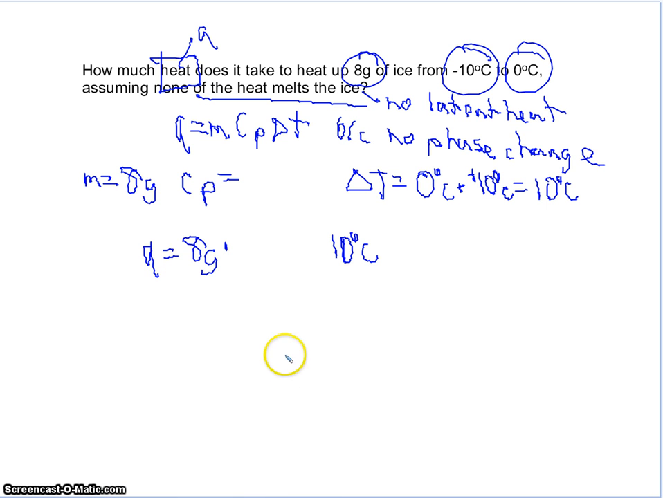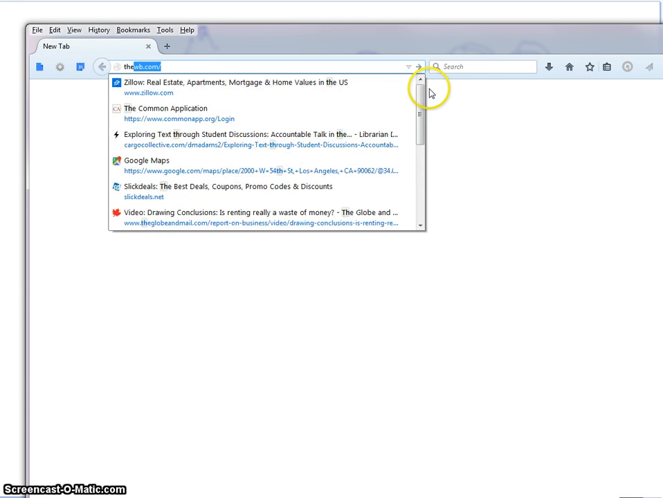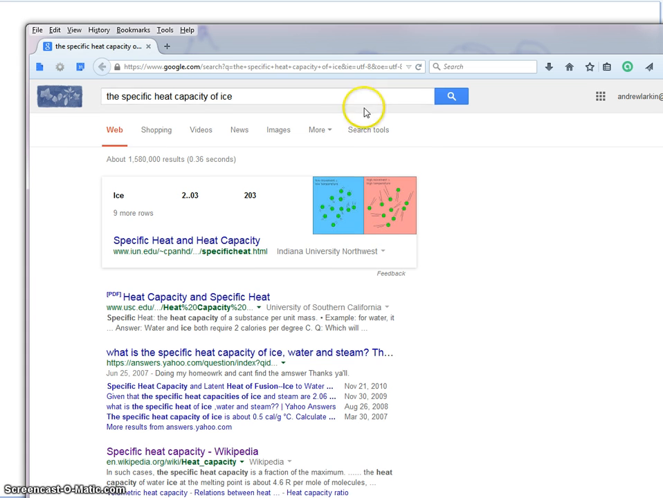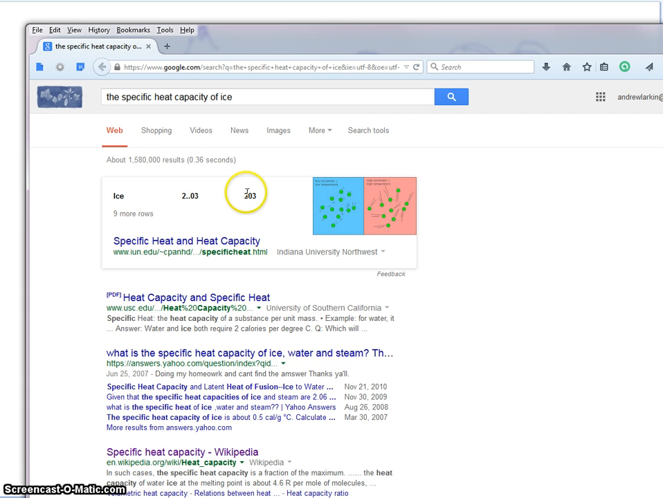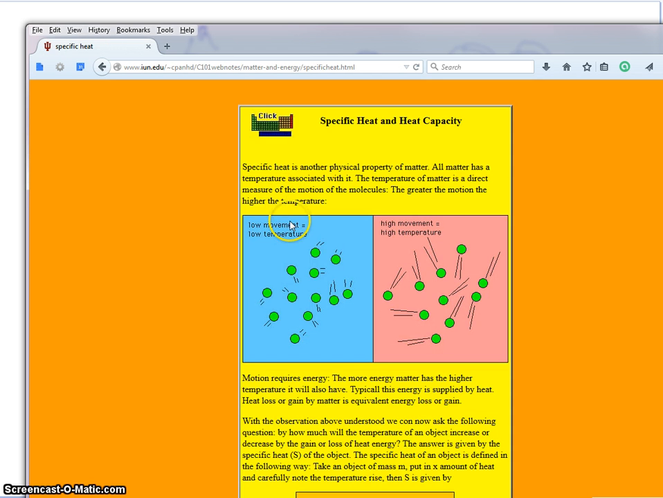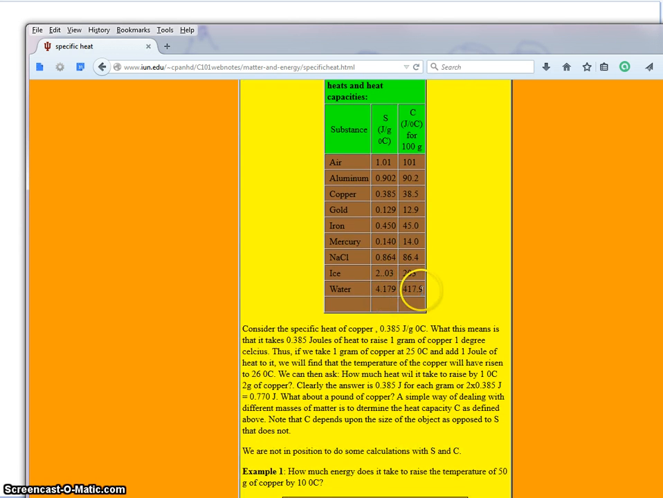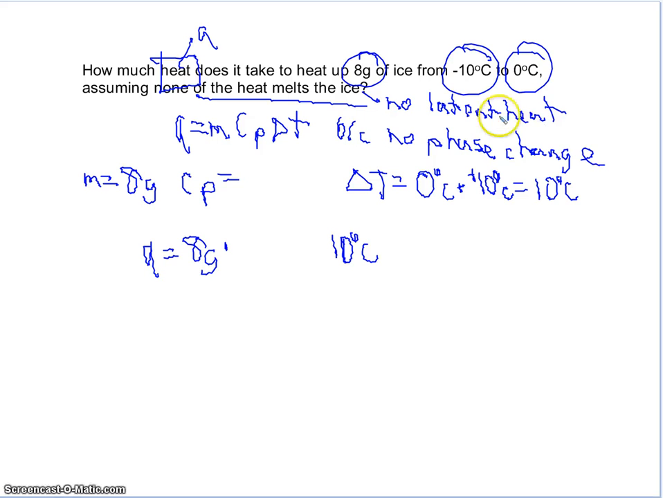So there you go. Alright, so let's open a web browser and Google the specific heat capacity of ice. Ice, ice baby. Ooh, look at that. What is it? 203? 9 more rows? What is this? Aha! Ice. So, 2.3. I guess it's just two decimal. It's got 2 dots. A little typo, I guess. 2.03. So let's just approximate it as 2. So it's 2 joules per gram degrees C.